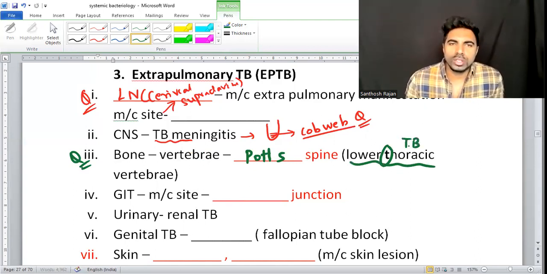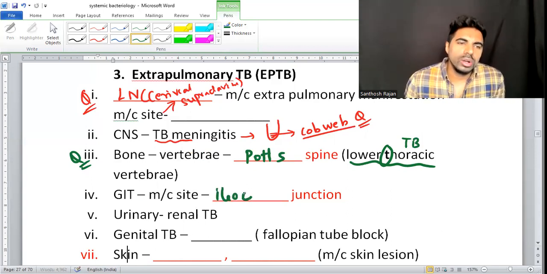TB is always thoracic. Thoracic spine, thoracic vertebra. Okay, thoracic vertebra, Pott's spine. And GI TB is common in the ileocecal junction. Ileocecal junction. And you know, in the ileocecal region, how is the ulcer? It is a transverse ulcer. Transverse ulcer.